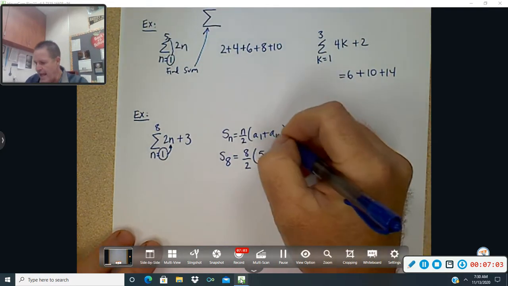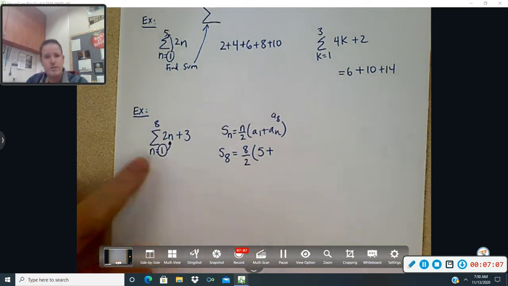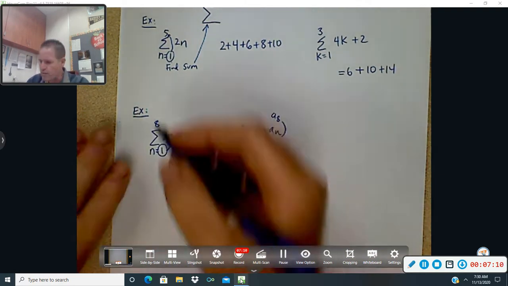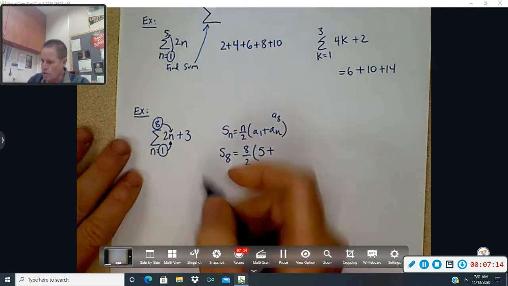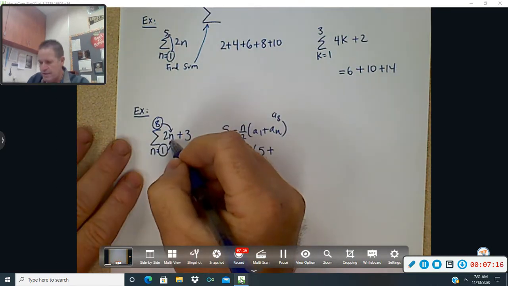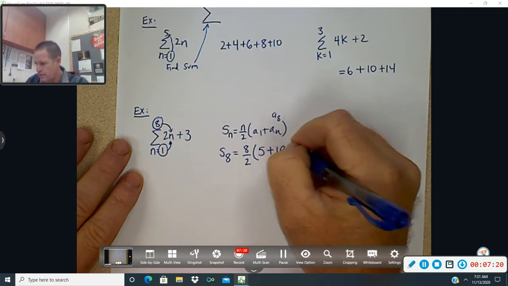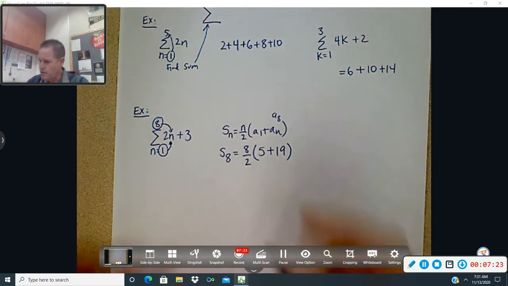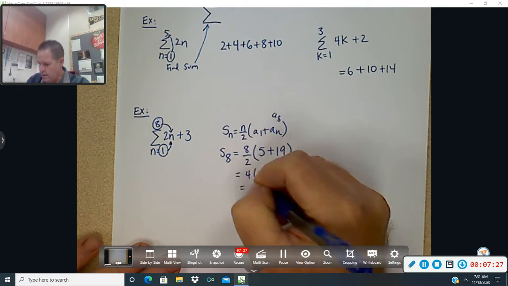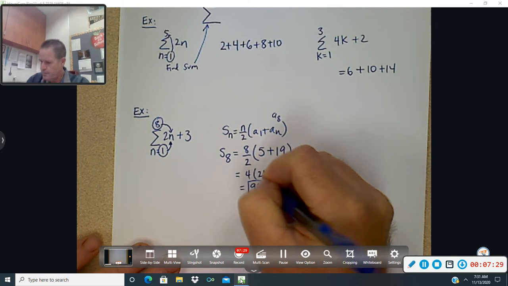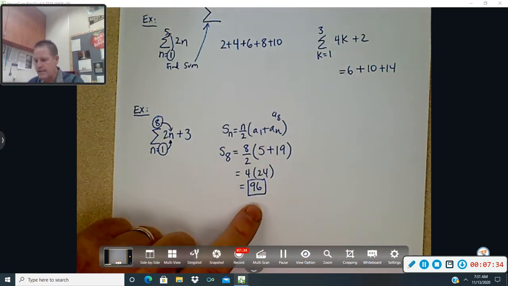Plus, I want the answer to the 8th term. On this one, I need the answer to the 8th because there's 8 terms. Well, how are you going to get the 8th term? You'd get that by plugging in 8. So you'll do 2 times 8 is 16. 16 plus 3 is 19. And so then this is going to be 4 times 24, which I think is 96. And so the answer to this sigma notation question is 96.